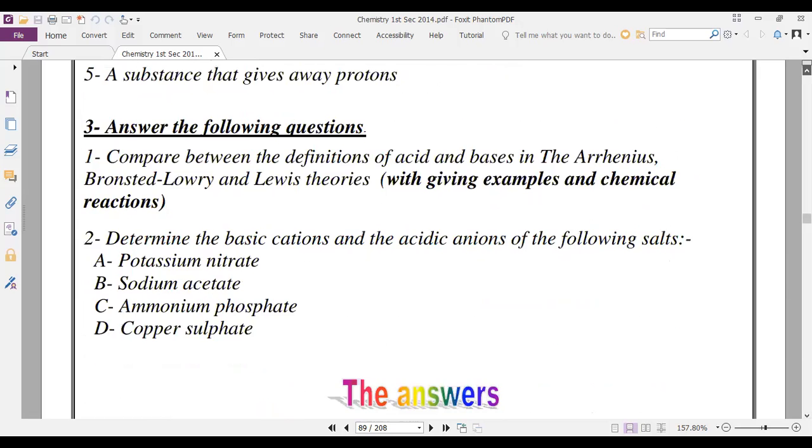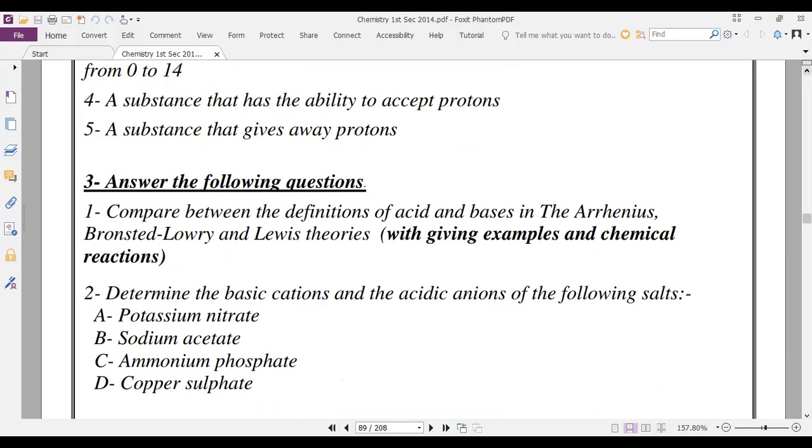Okay. Compare between the definitions of acids and bases according to Arrhenius, Bronsted-Lowry, and Lewis, giving examples and chemical reactions only. Okay, wait.